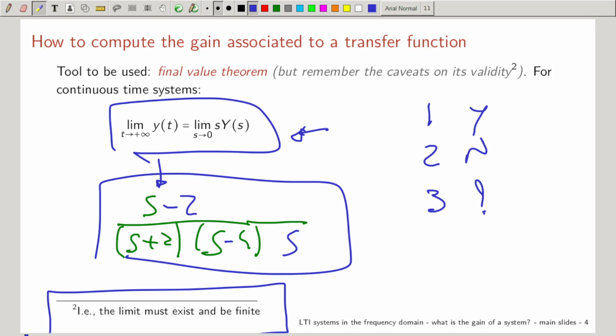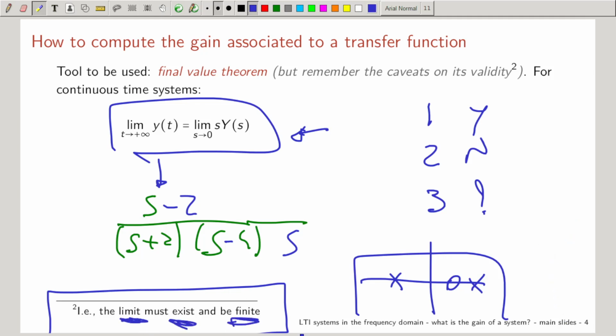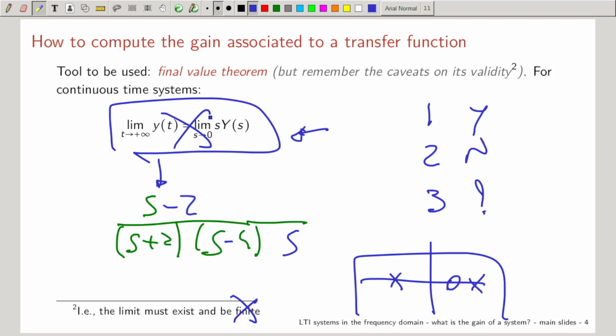People, this stuff here, how does it look like? This stuff here looks like one here, one here, one here. True? This stuff here, how does it behave? Explodes. True? Do we have a limit that exists and is finite? No, for sure it's not finite. I cannot apply the final value theorem. Indeed, it goes to infinity. True?